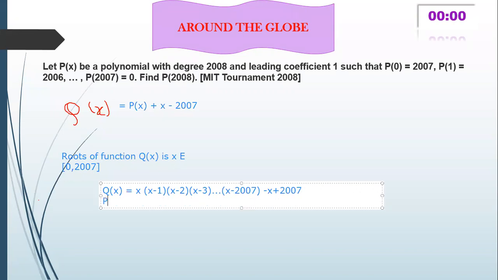Okay, now you have to find the value of P of x. P of x can be given by x of, sorry, I am doing a wrong step.